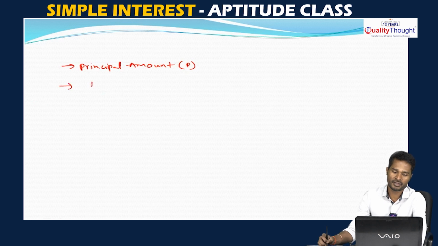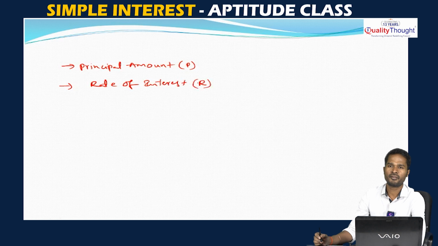And the rate of interest we have, which we will denote with R. So the rate of interest is nothing but how much extra percentage of money we need to pay on the money we borrowed, or how much extra percentage of money we are expecting on the money we have given to other people. So this is the rate of interest, denoted with R.